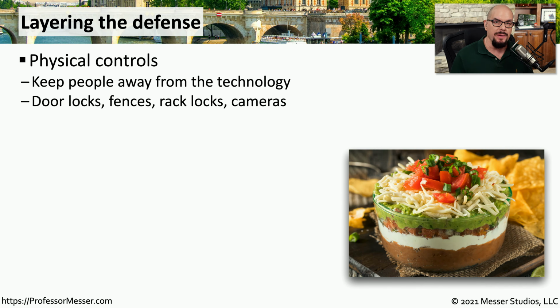When you're dealing with information technology, there's no single security technique that is guaranteed to keep out any type of attacker. Instead, you should implement a layering of techniques across a broad array of different technologies. For example, you might start with physical controls. You might want to have door locks, fences, rack locks, cameras, or anything else that would prevent somebody from gaining physical access to your systems.